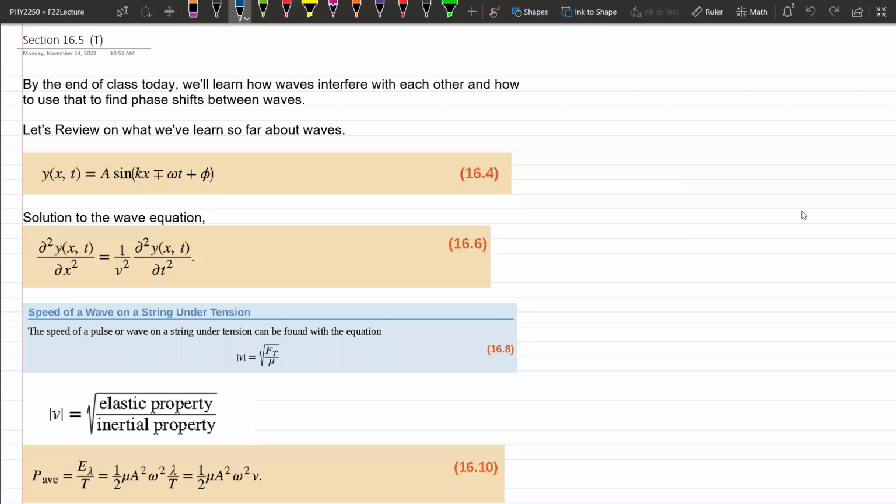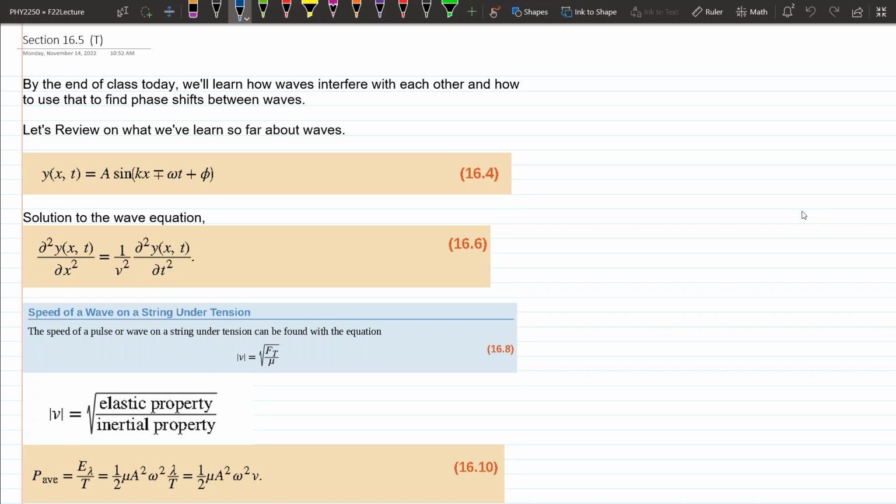Right, so we're in the midst of chapter 16. There's one more section that we're going to talk about tomorrow. Today we're going to talk about interference, and then tomorrow we're going to talk about resonance. Those are the last two sections in chapter 16 we're going to go over.